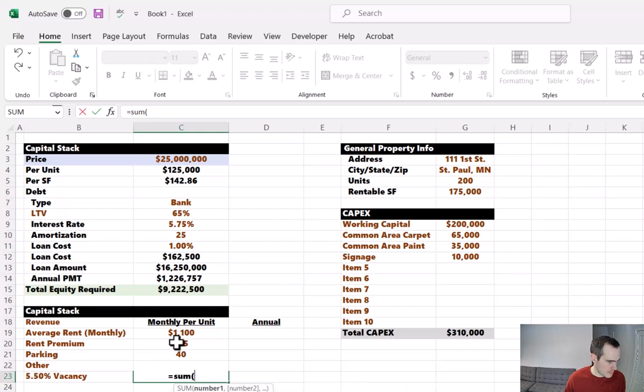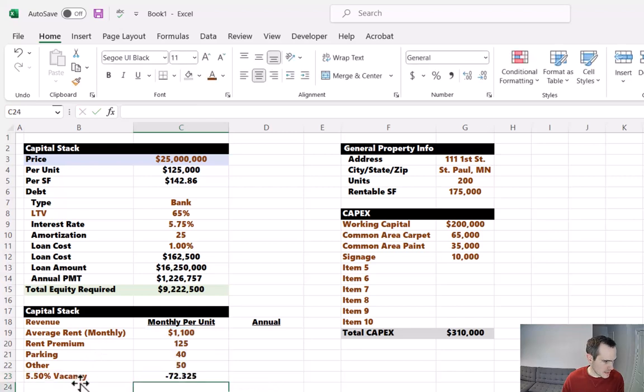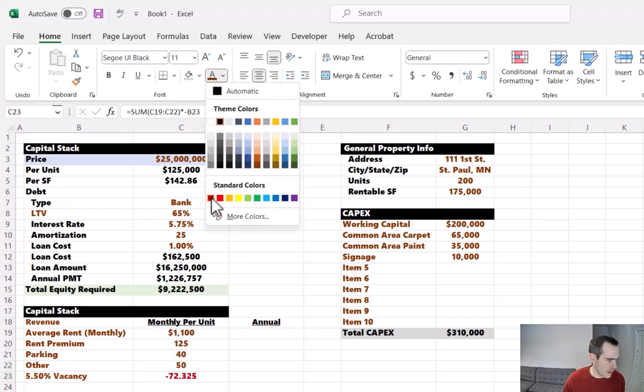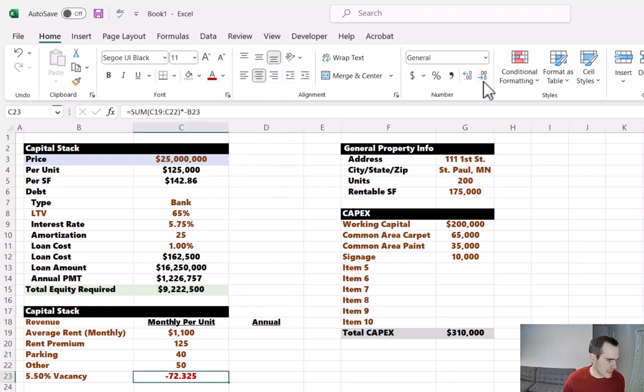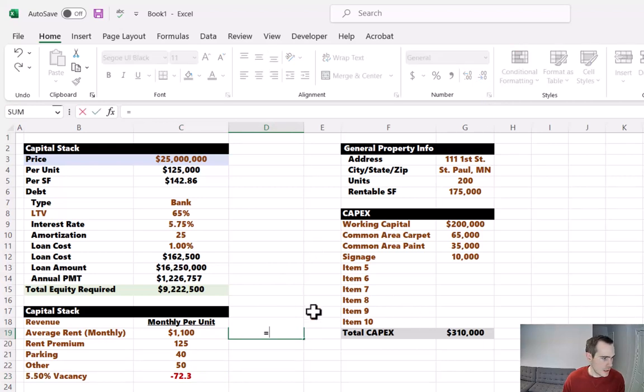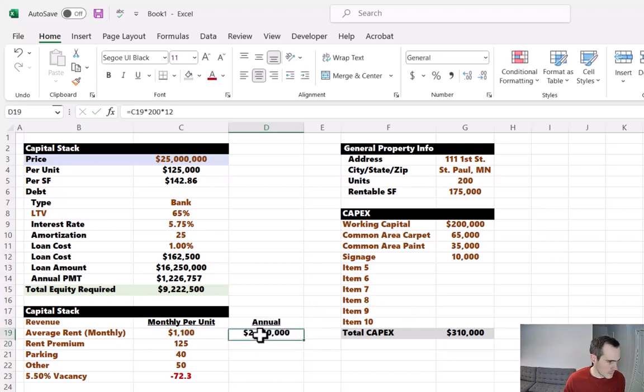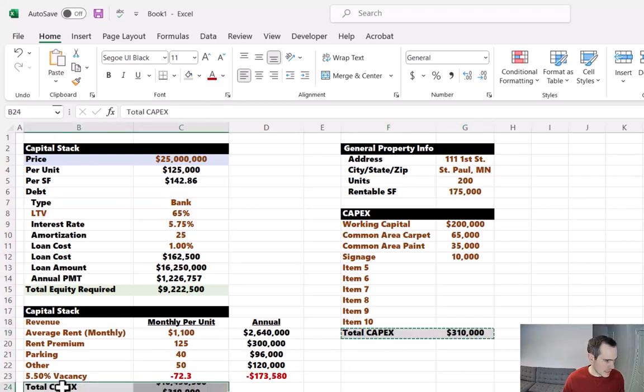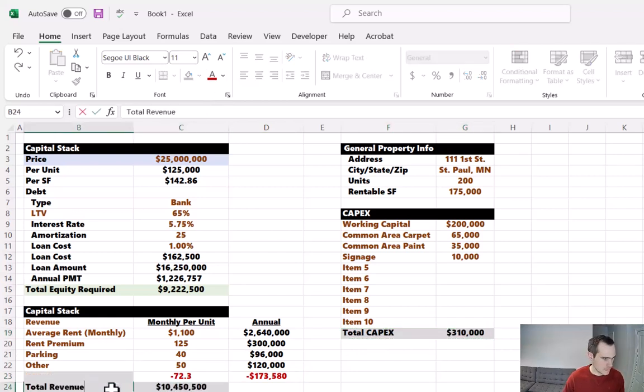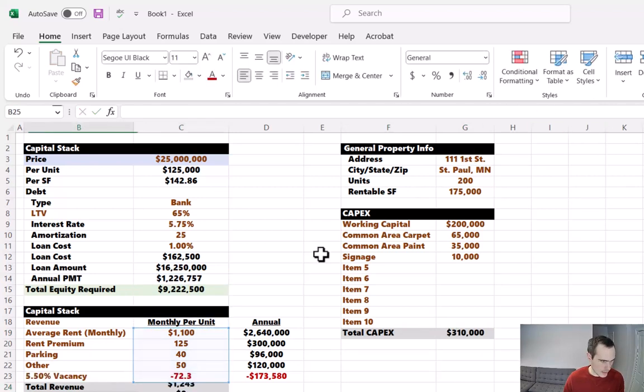all of the data from above and multiply it by a negative 5.5% vacancy. I'm just going to make this cell red so it pops as being negative. And then we can take all of our assumptions, multiply them by the number of units in the complex, 200, and then again by 12 to get the total annual revenue cash flow. Turn this cell red again so it stands out. And I'm going to steal this format from the CapEx section. We'll do an auto sum.